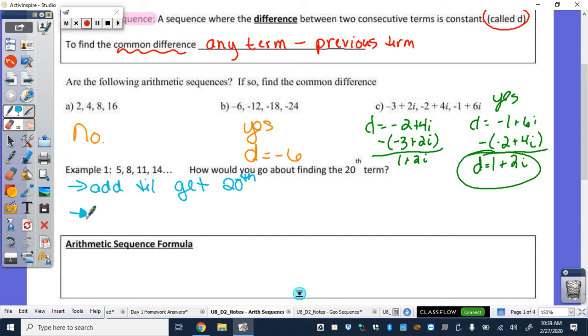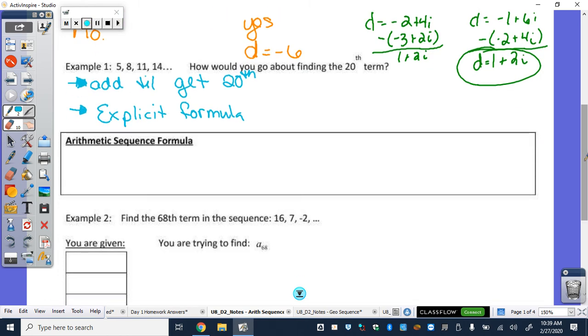What was another way that we went about it last time? Yeah, we could write an explicit formula, and then use that formula to find your 20th term. That was the other way that we've gone about it. So we have a formula that was given to you on your reference sheet that helps you write that explicit rule much faster. a sub n equals a sub 1 plus d times n minus 1.